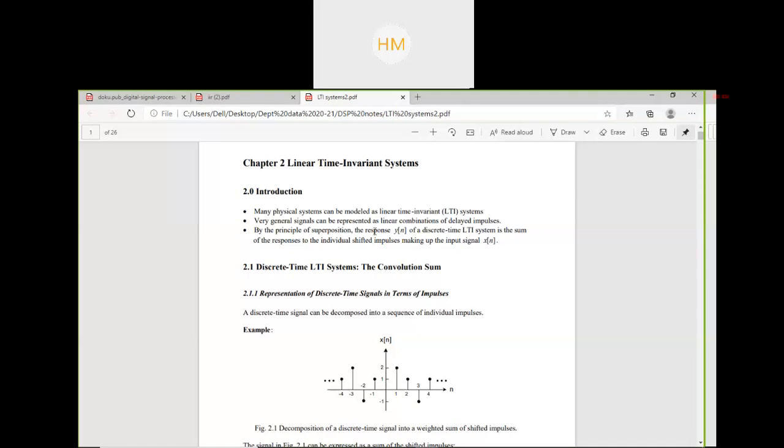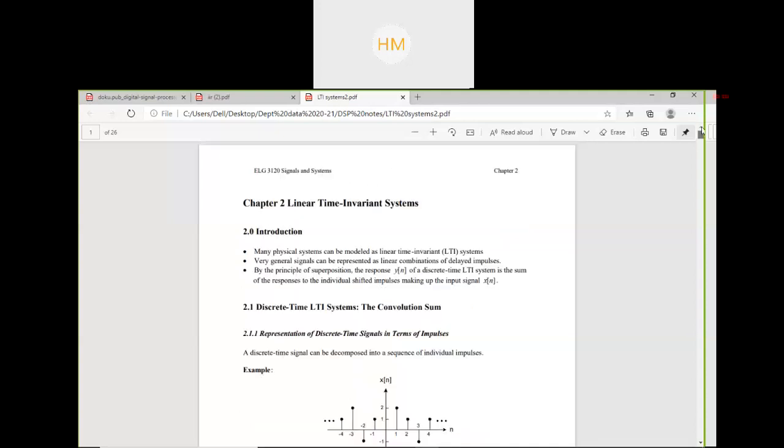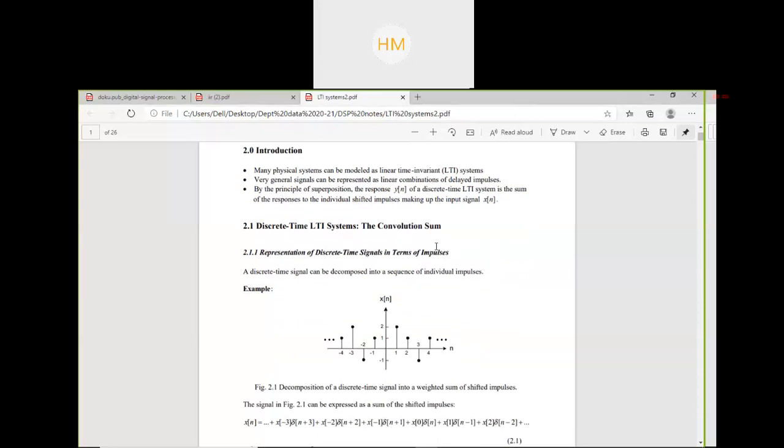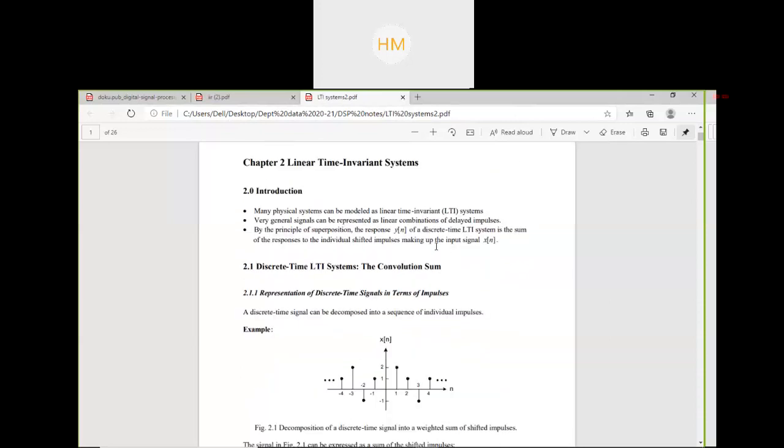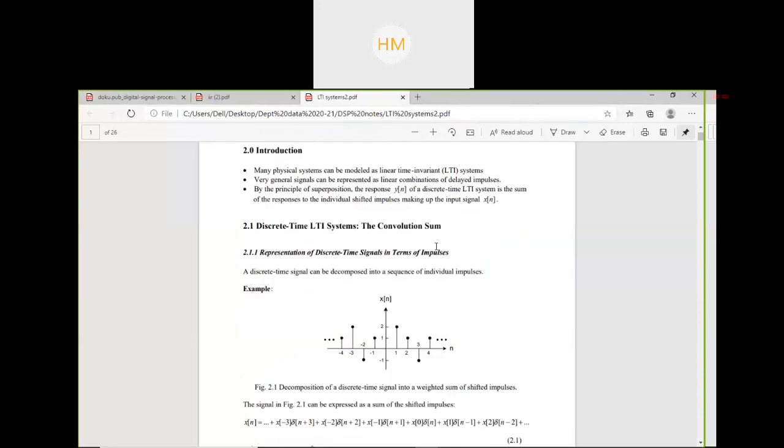So, linear shift invariant system. I have prepared some new slides also, so let us continue with this only. Many physical systems can be modeled as LSI systems.